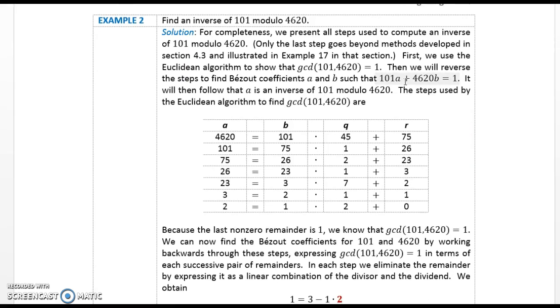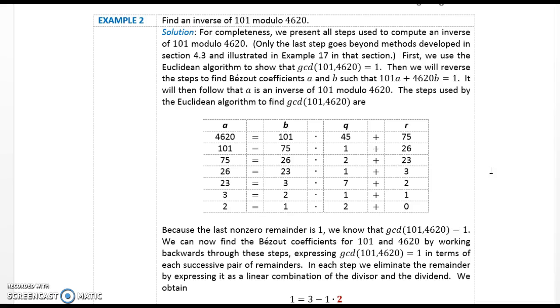Example 2. Find an inverse of 101 modulo 4620. Solution. For completeness, we present all the steps used to compute an inverse of 101 modulo 4620. Only the last step goes beyond methods developed in section 4.3 and illustrated in example 17 in that section. First, we use the Euclidean algorithm to show that the GCD of 101 and 4620 is equal to 1. Then we will reverse the steps to find the Bezout coefficients a and b such that 101a plus 4620b is equal to 1. It will then follow that a is an inverse of 101 modulo 4620.